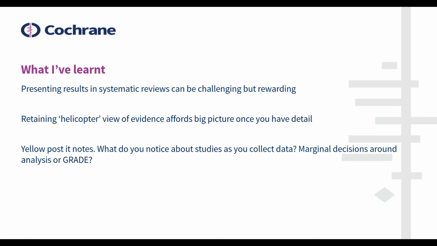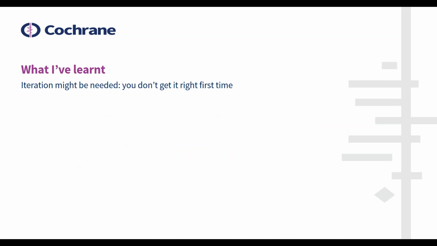As you're collecting data or you're analysing data, what do you notice about the studies that are giving you information or giving you numbers to work with? Are there any marginal decisions around how you've analysed data, or maybe the sensitivity analyses, or how you've implemented GRADE and what sort of downgrading decisions you've used? Don't rush to write. It is tempting just to run through it, but I think it's worth stopping to think and plan, because it's an important part of conveying not just your approach, but also what you found, and it will reward you for that.